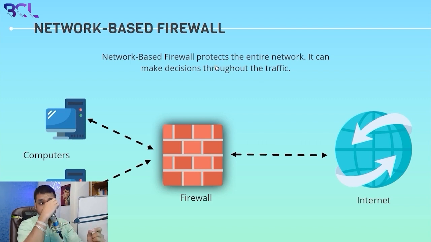Here it mentions it can make decisions throughout the traffic. This decision means whatever kind of implementations we have defined in the firewall rule set. So it can actually make these kinds of decisions or computations throughout the network, on whatever traffic is going on in your network. If there is a stream of, let's say, 20,000 packets, it can actually filter those as well. So that's how good a network-based firewall could be.